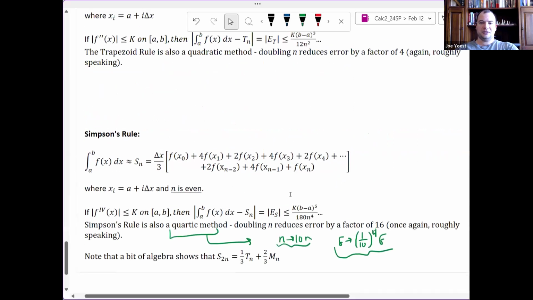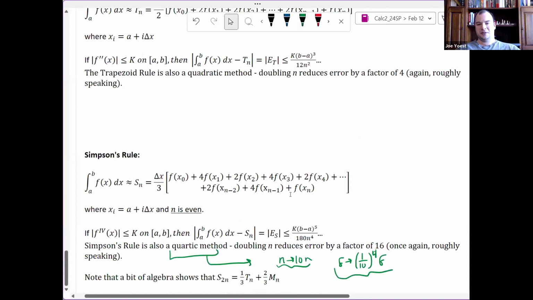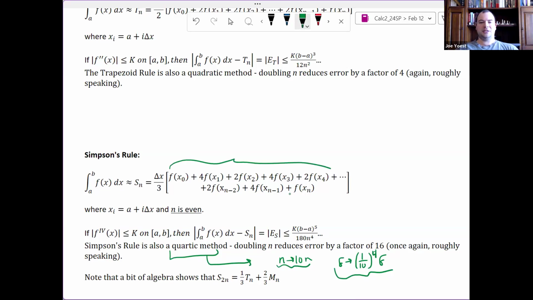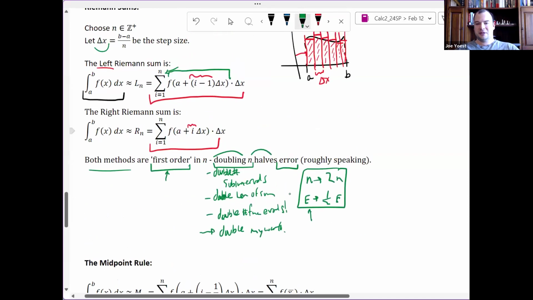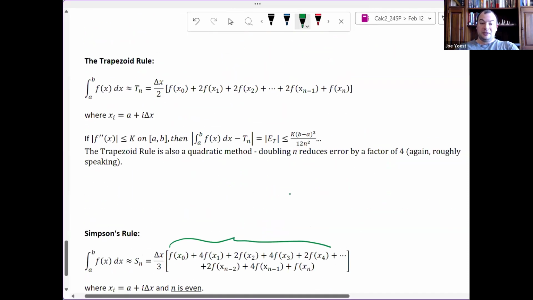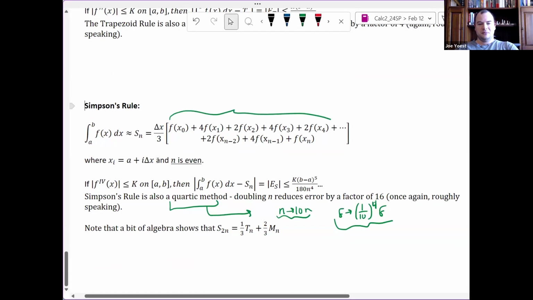It comes with a couple of costs. One of the costs is the complexity of developing the method. And another cost is the cost of implementing the method. This is a much more annoying sum to implement, with all these 1, 4, 2, 4, 2 kind of things, than just a bunch of function evaluations that we're adding up. There are some costs to the higher level methods, but I think people in the field would typically say that Simpson's rule is a pretty good balancing point. You get a lot of nice high yield without a ton of complexity.